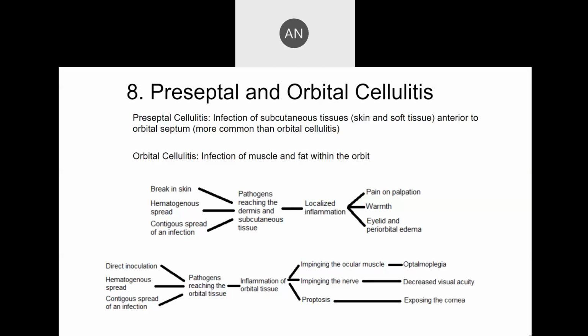Okay, so the next presentation is preseptal and orbital cellulitis. One key point to remember is the differences, because it's easier to remember. Preseptal cellulitis is before, or anterior to, the orbital septum. So the margin is the orbital septum, and orbital cellulitis is posterior to the orbital septum. The general idea is that the pathogens reach either the dermis or subcutaneous tissue for preseptal cellulitis, and for orbital cellulitis, the pathogen reaches the orbital tissue. Okay, so next, please.